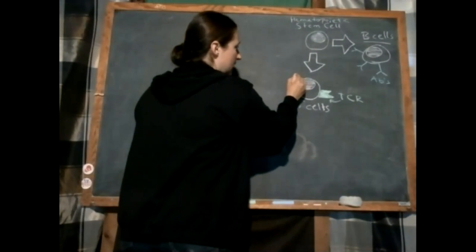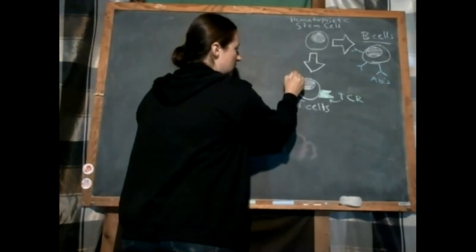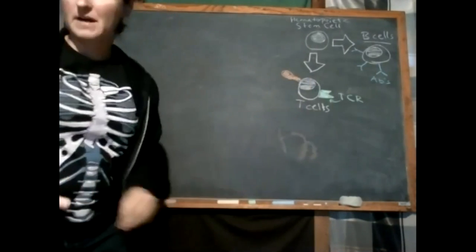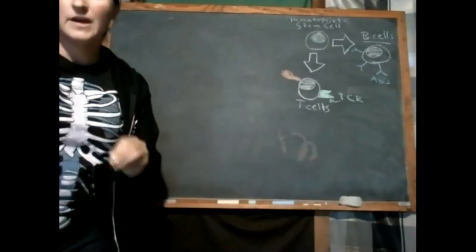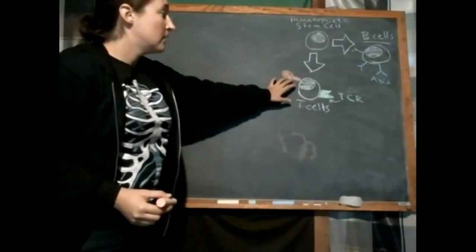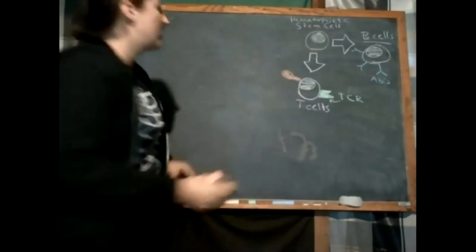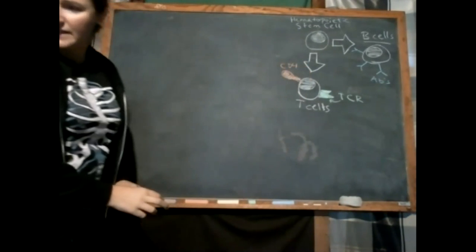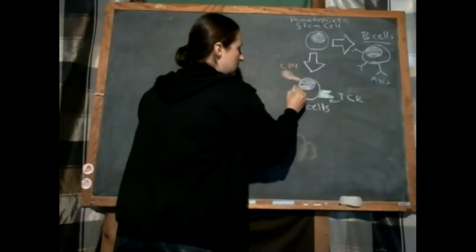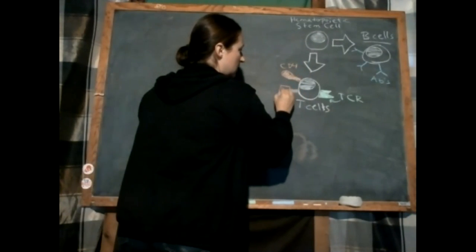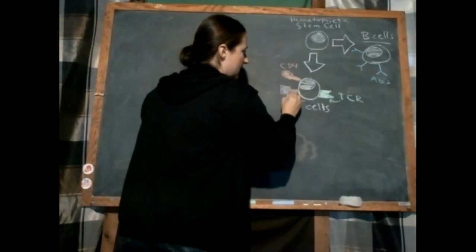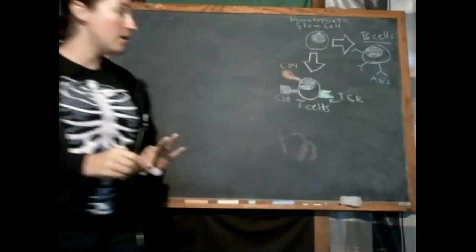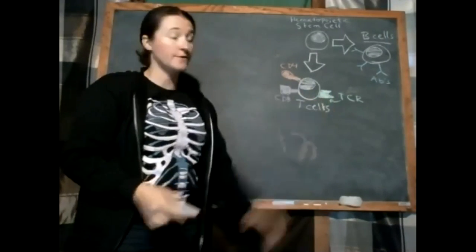We also have, at this point in the bone marrow, the addition of both of the different types of glycoproteins. So here we have in red a CD4, and in purple we have a CD8.